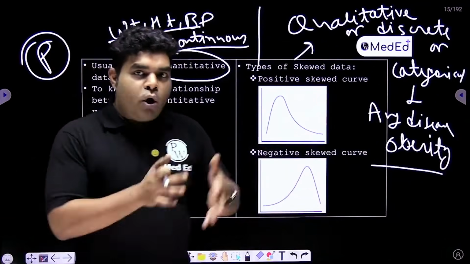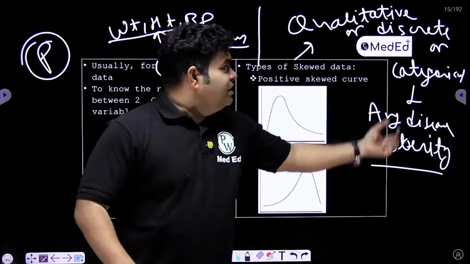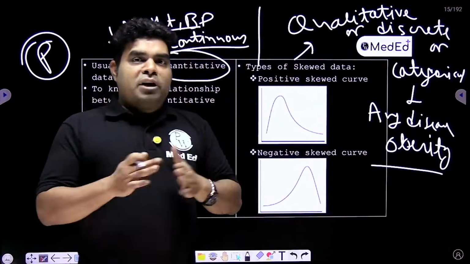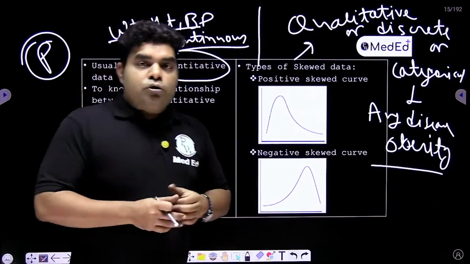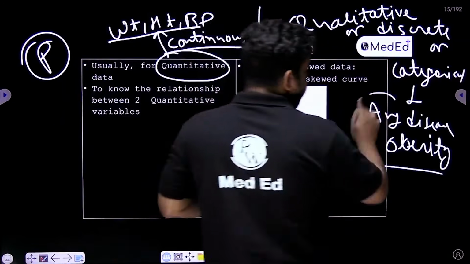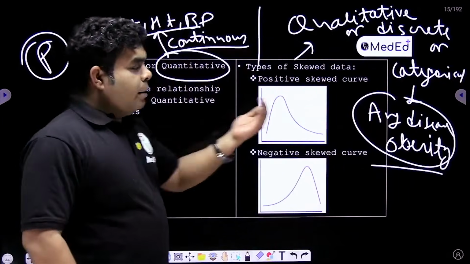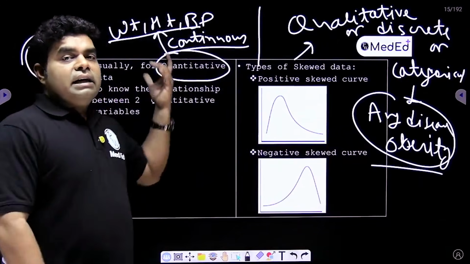You are mild obese, moderate or severe obese. So obesity is just a category, qualitative data, categorical data. And there is always a gap between mild, moderate, and severe obesity. So whenever you talk about any disease, it is categorical or qualitative data. And whenever you talk about the parameter which we measure in the disease, it is continuous.